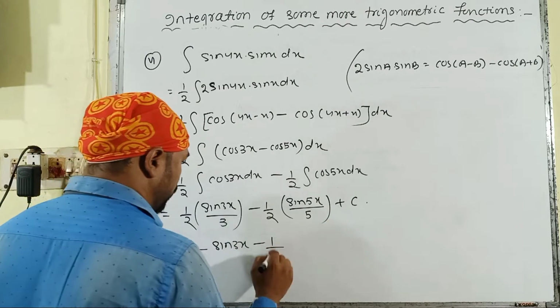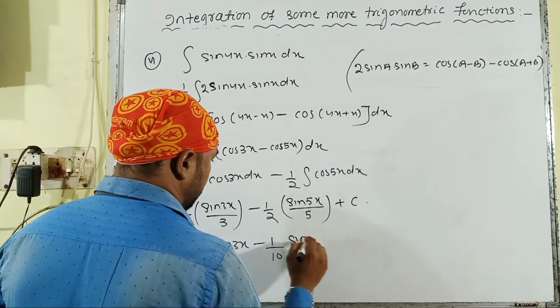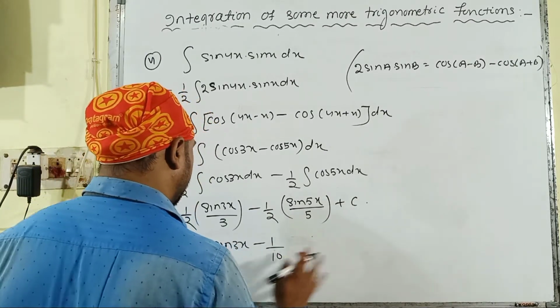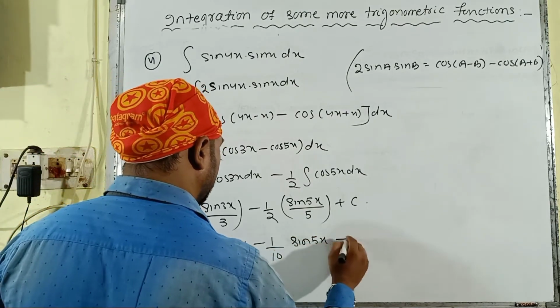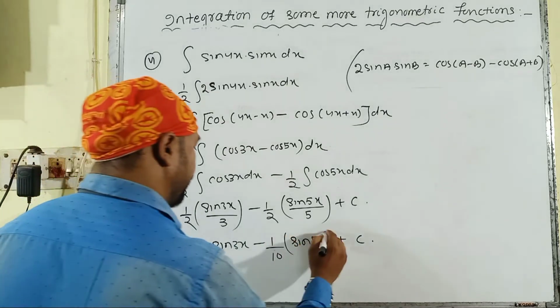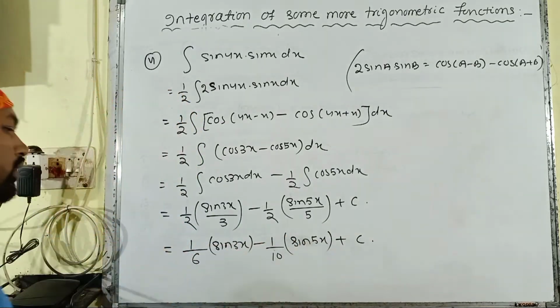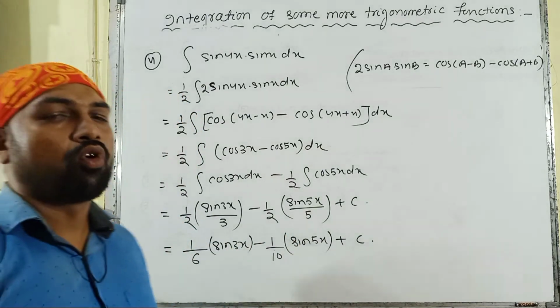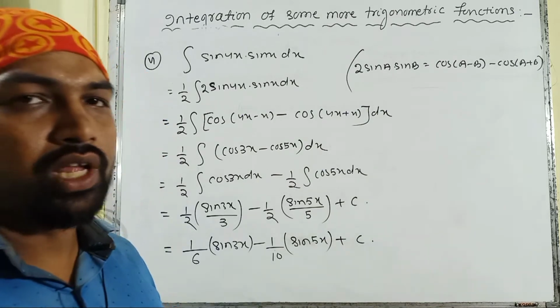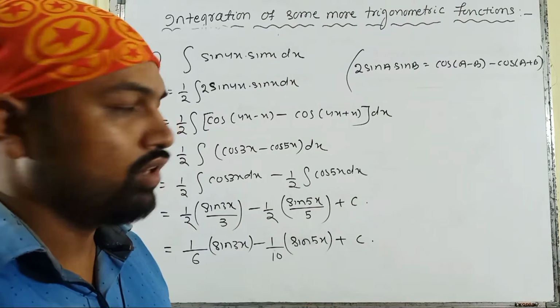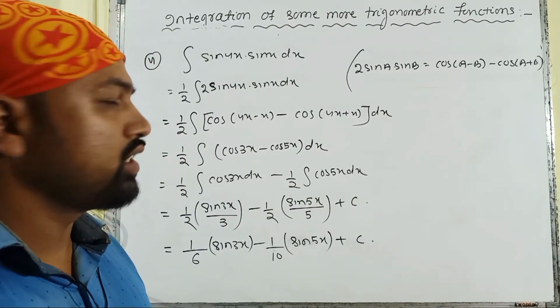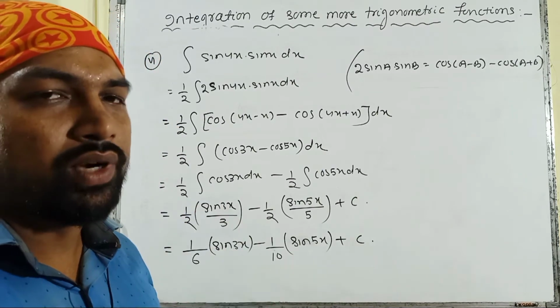Then just simplifying this step, we have 1 upon 6 sin 3x minus 1 upon 10 sin 5x plus any constant c. So here it is all about the 4 problems based upon each of the 4 types of the integration of some more trigonometric functions. Then let us solve another example which is containing 3 trigonometric functions.